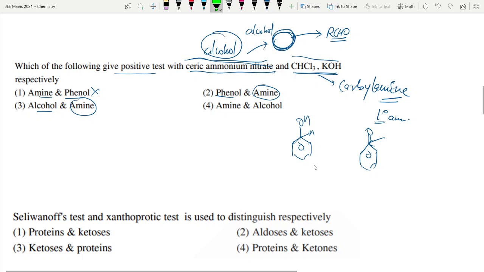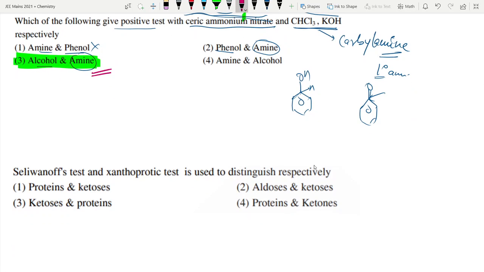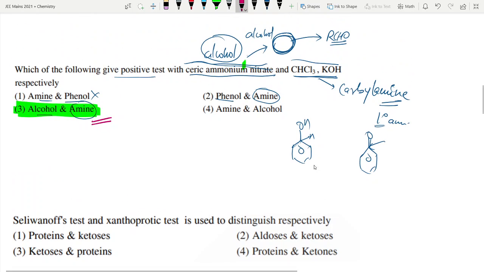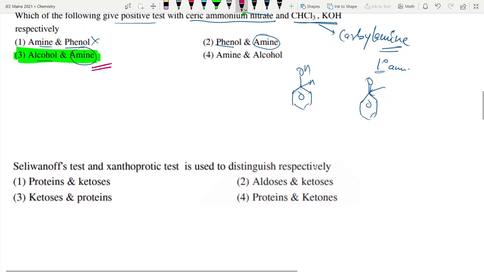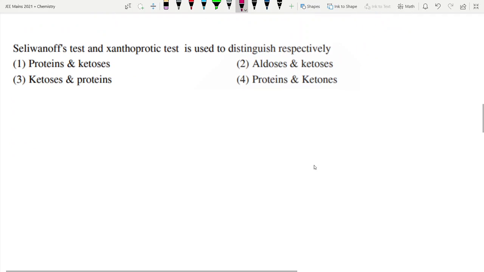That's the only choice remaining, because it will follow both these steps. So there will be oxidation also and color formation also. So we'll like to go with this. I don't know how NTA will solve this situation. They'll go with alcohol, I think. Yeah, let's move on to the next one.